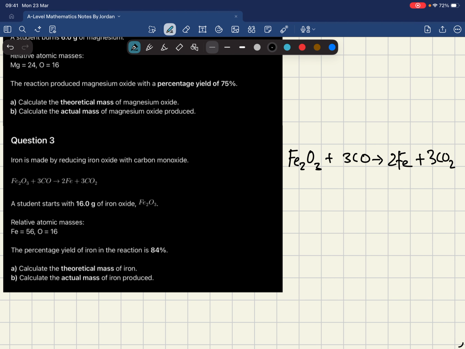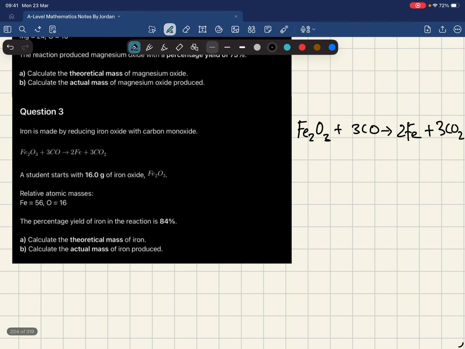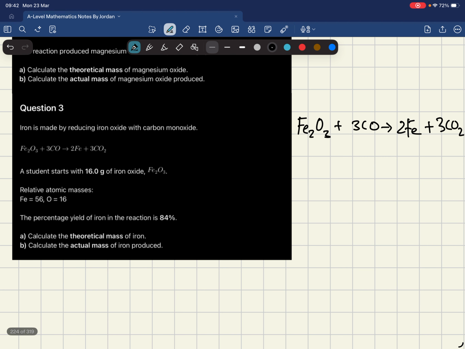Alright, so iron's made by reducing iron oxide with carbon monoxide. A student starts with 16 grams of iron oxide, so let me write that in. That goes there. The percentage yield of the iron in the reaction is 84%. Calculate the theoretical mass of iron and then calculate the actual mass of iron produced. So here, just write M as your mass column. Remember MR as well, and moles.